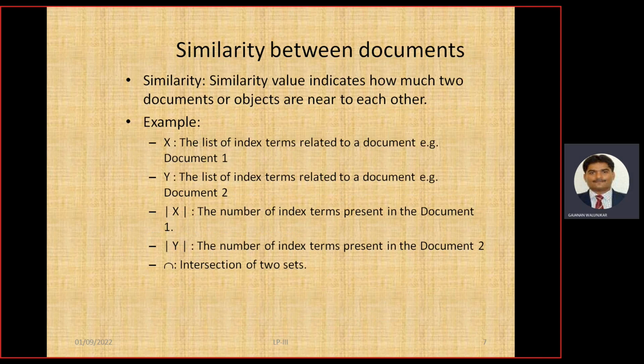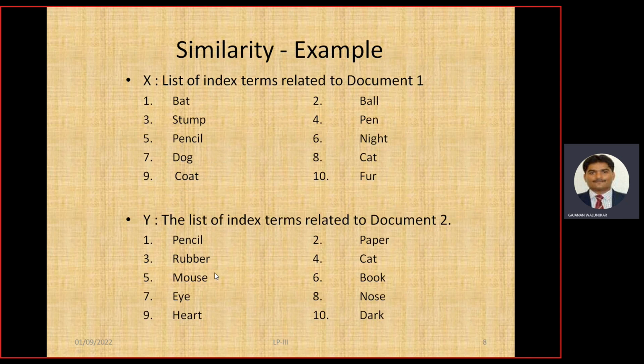Similarity between documents. The similarity value indicates how near or similar two documents or objects are to each other. For example, X is the list of index terms related to document 1, say, and Y is the list of index terms related to document 2. Now absolute X is the number of index terms present in the document, and absolute Y is the number of index terms present in the other document. And this is the intersection of the two sets.